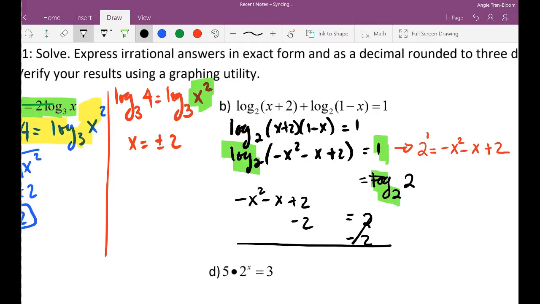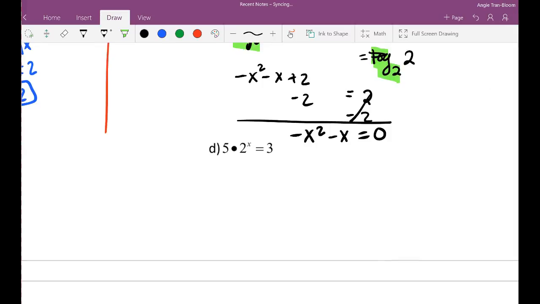Good. So if I subtract 2 from both sides, I would have negative x squared minus x equals 0. Yay, nay, maybe? Okay, here we are. Now what? Yes, they both have negative x in common, right, class? So take out negative x. What do we have left?